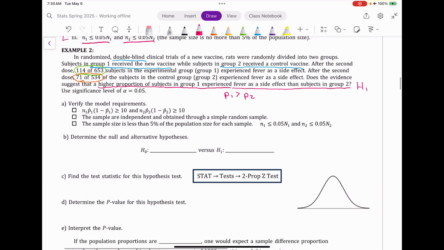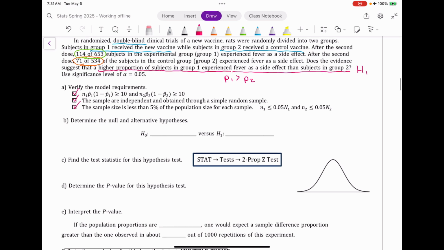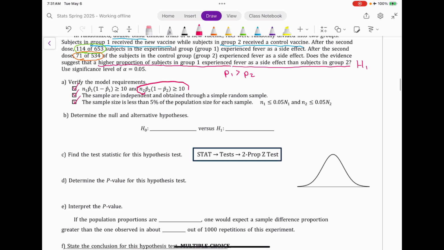z-test. And so I will say, for every problem we encounter, including the final exam, these 3 criteria will always be met, and you'll just need to check them off. You won't actually need to perform the calculations right here. Like, that calculation for both of these samples would be greater than or equal to 10. So we'll move forward.